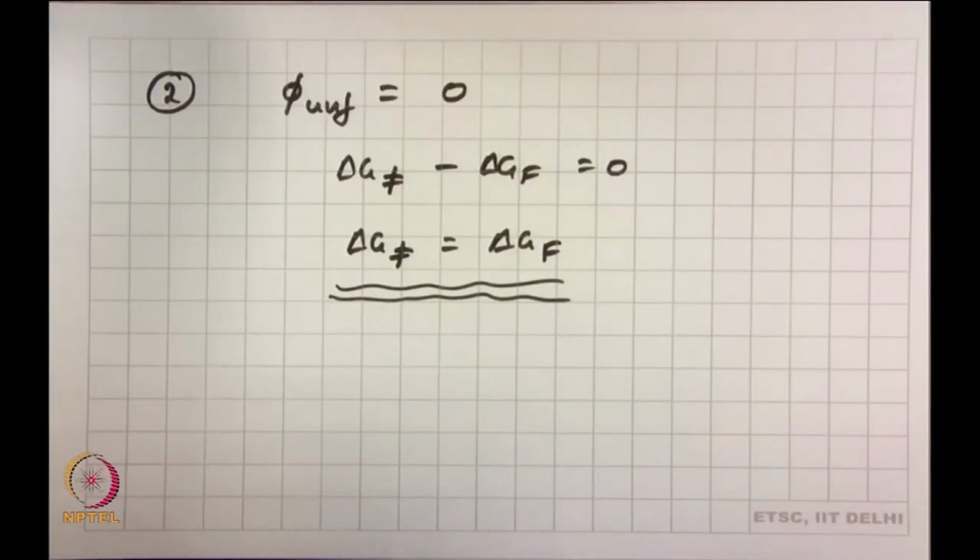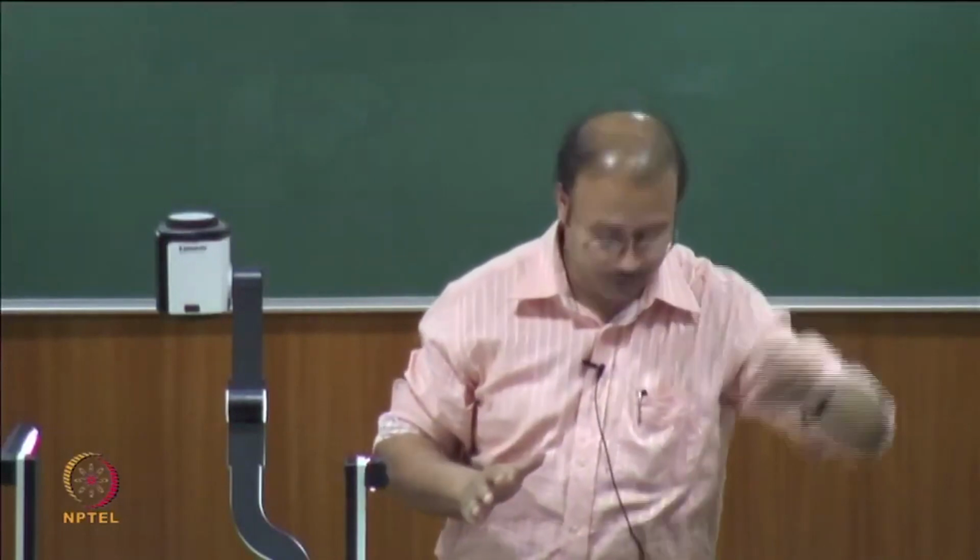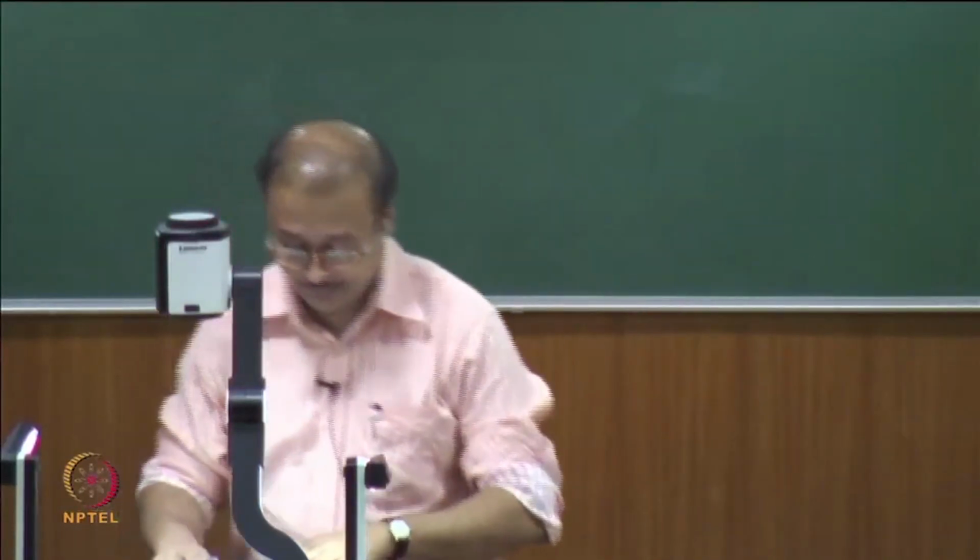Now, what is the difference from phi unfolding equal to 1? Phi unfolding equal to 1 says whatever change I have in the unfolded state gets absolutely reflected in the transition state. What this one says is these two are not related. That means, if it is a two state situation, we are not talking about the unfolded state, then we are talking about the folded state, because it is always a two state situation.